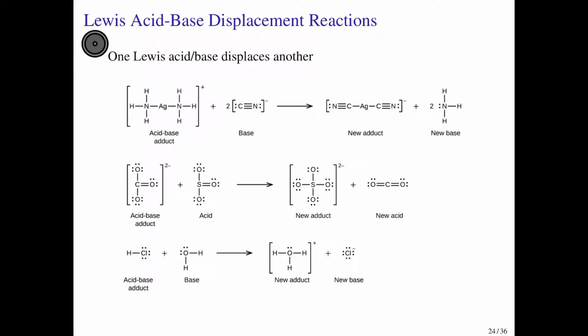This is illustrating a so-called displacement reaction. So here we have one of our acid-base adducts reacting with a different Lewis base, a stronger Lewis base, and what it does is it kicks out the ammonia, giving you a different complex ion and leaving the ammonia as a free base. The same thing is occurring in these other two reactions. Here we'll look at the reaction of the strong acid adduct HCl acting on a base, water. In this case, what happens is the water kicks out the chloride ion.